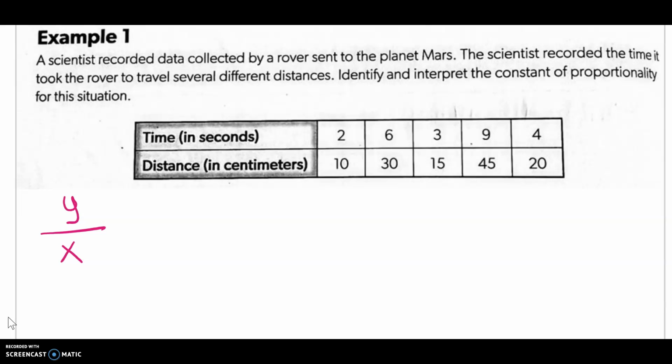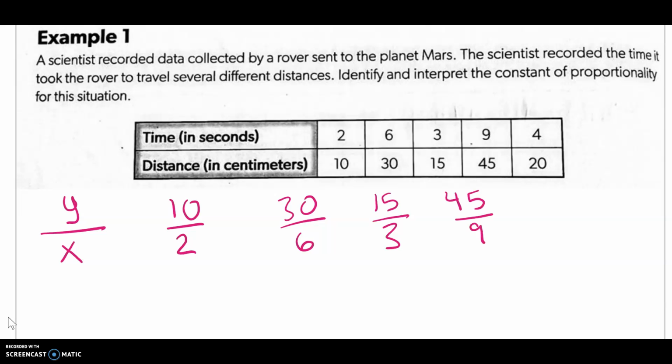So in this table, we're going to record the data as ratios of distance, which is our y, to time, which is our x. So our first ratio would be 10 over 2. The next one would be 30 over 6, 15 over 3, 45 over 9, and then the last one will be 20 over 4. Each of these ratios are in the form of y over x.